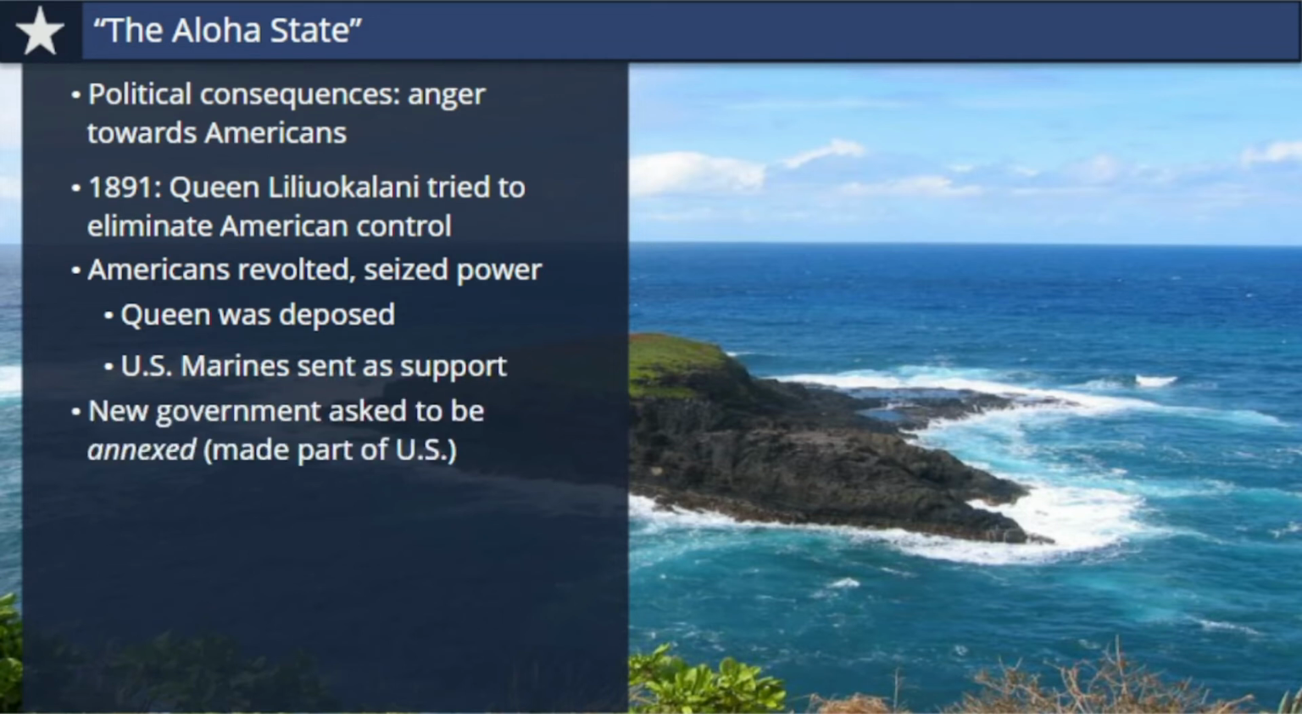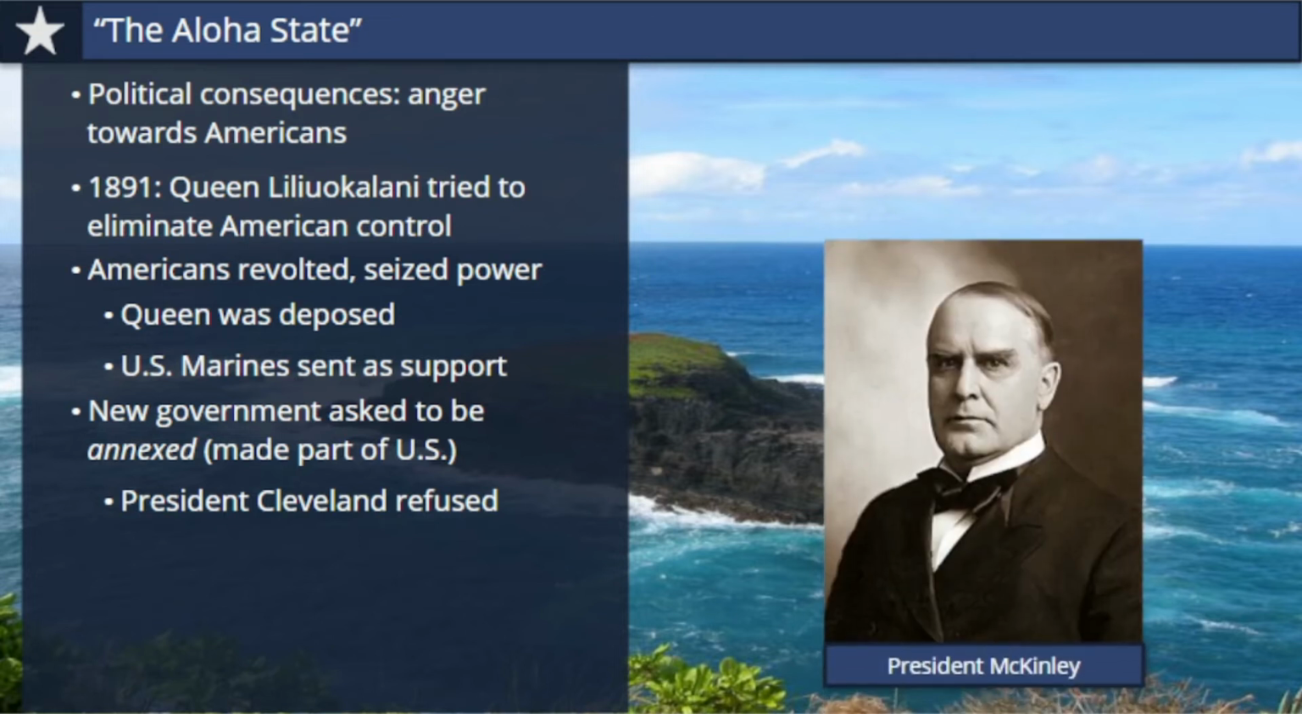The Americans now in charge asked that Hawaii be annexed, or officially made a part of the United States. But the president at that time, Democrat Grover Cleveland, believed the Americans in Hawaii had acted improperly and refused. He wanted to restore the queen to power, but the American-led government remained in place. Hawaii would have to wait several more years to be annexed when a new president, Republican William McKinley, took office.